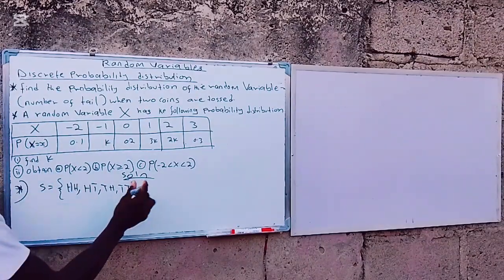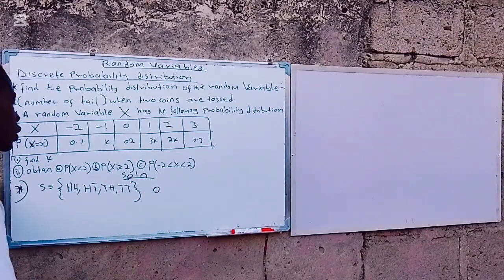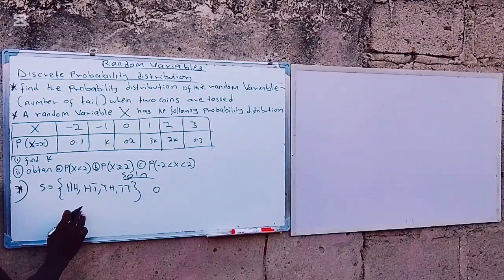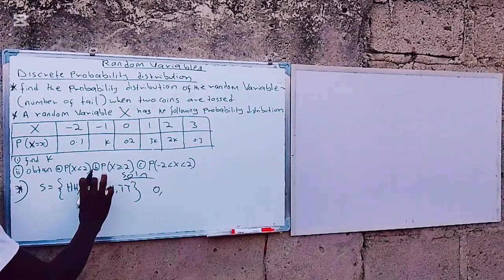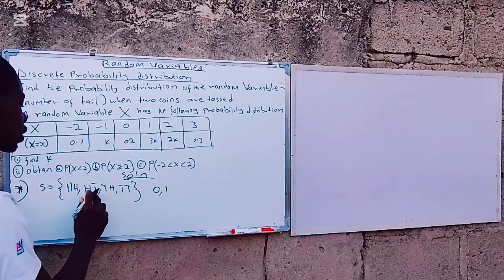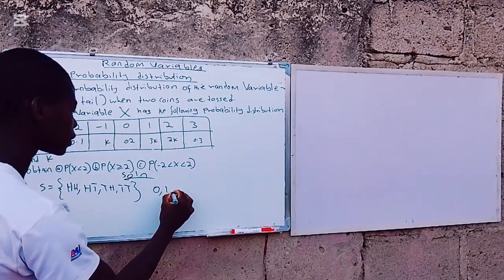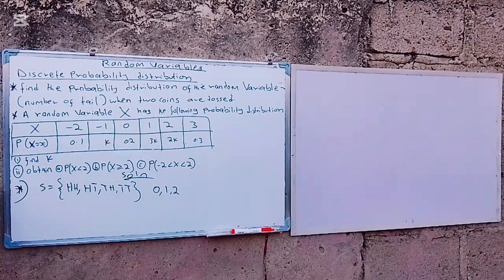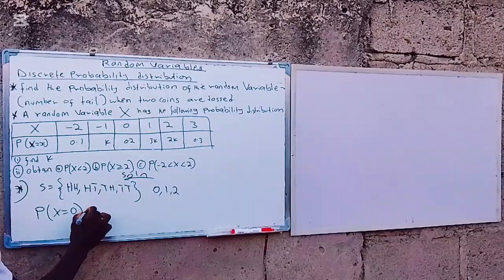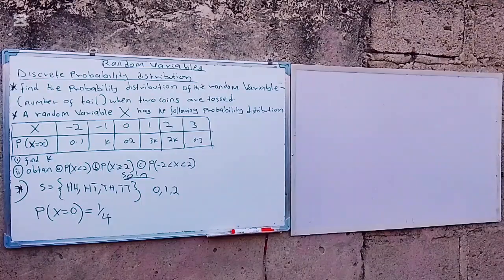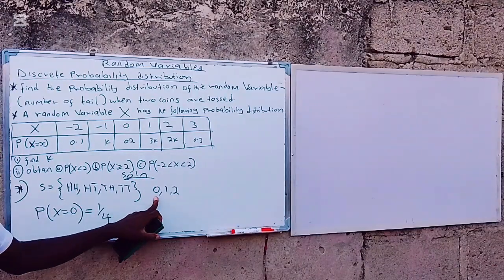We don't have a tail here, so the number of tails here is 0. Here the number of tails is 1, this is also 1, but here the number of tails is 2. The next thing I'm going to do is say the probability of x equals 0. This is the same thing as 1 over 4, because I can't put 0.